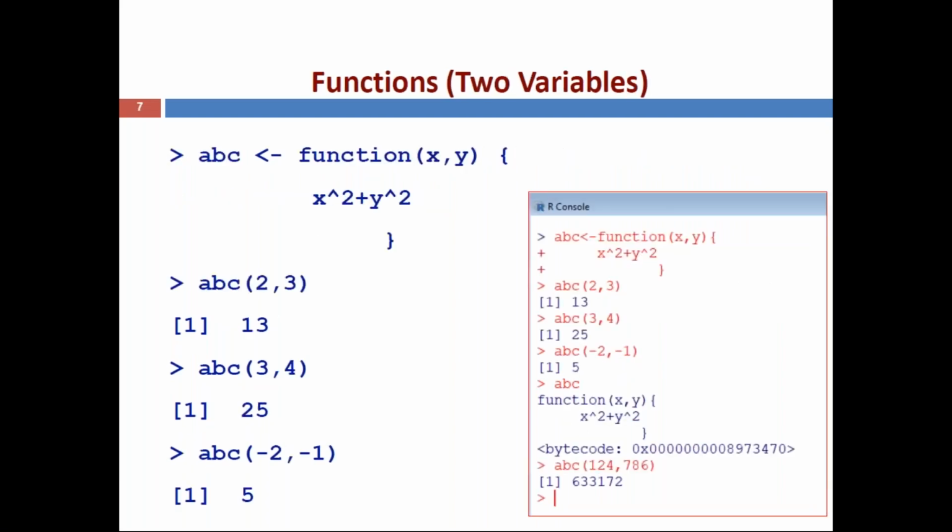Then coming to functions with two variables. The syntax, everything is the same, but in place of arguments, a single argument can be included within the bracket. If more than one argument is there, then you can separate them by comma inside the function within the bracket.